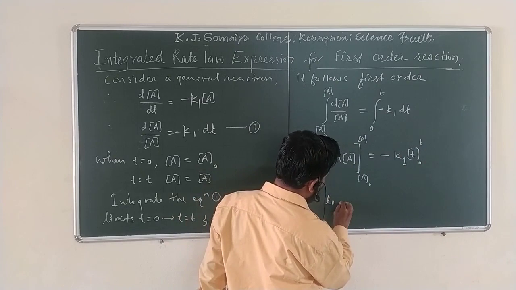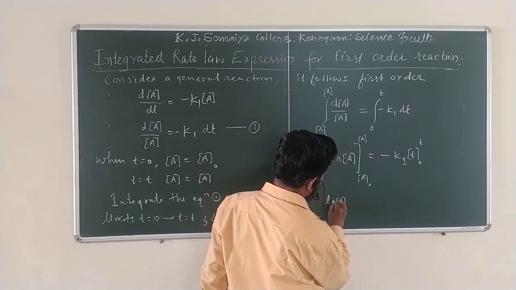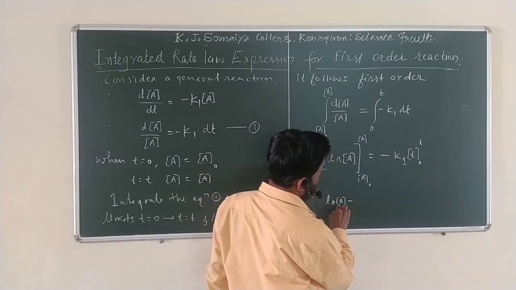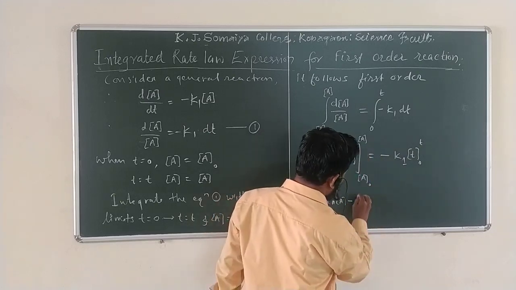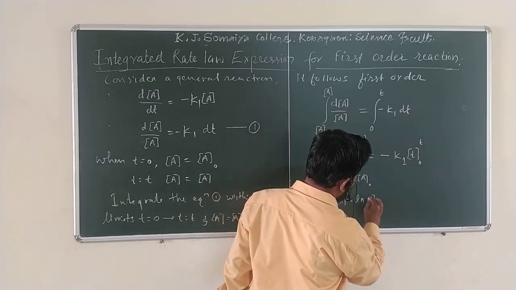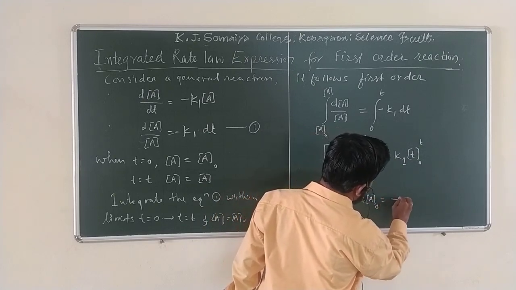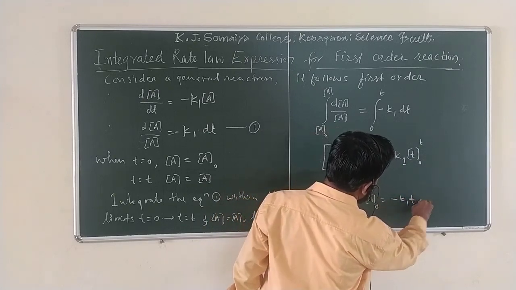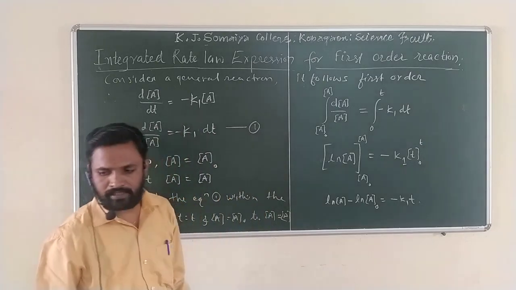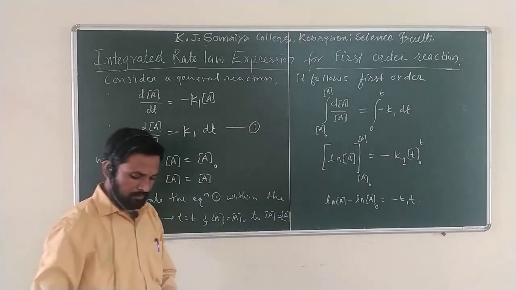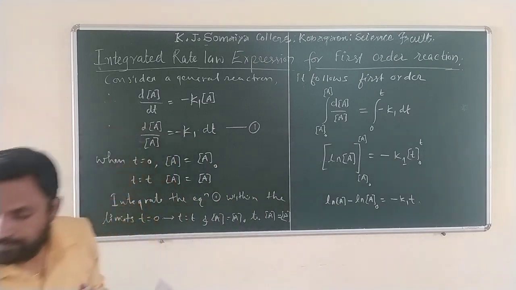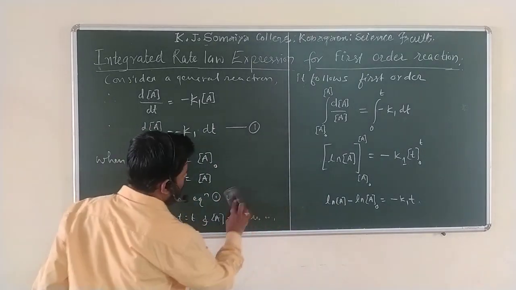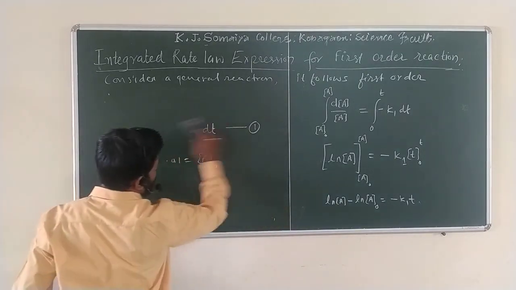After simplifying, you get ln concentration of A at the upper limit, and the lower limit is subtracted from the upper limit. So it will be ln A minus ln A0 equal to minus K1 t. This equation can be written like this.